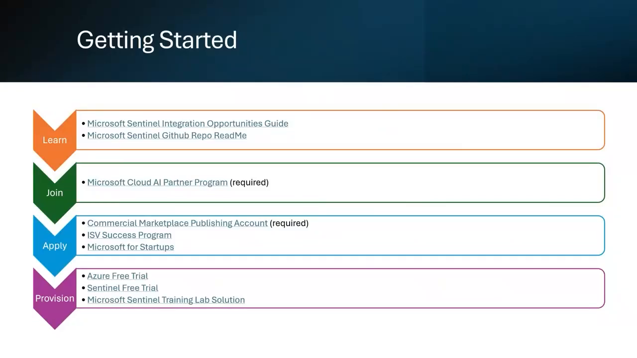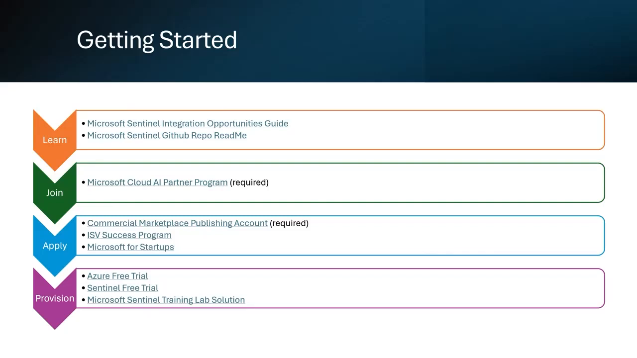So how do we get started? First, learn. There's a link in here to a white paper called the Microsoft Sentinel Integration Opportunities Guide, which covers a lot of the content that we've talked about in this presentation in much more detail. There is also the Microsoft Sentinel GitHub. The README for that repo is the technical documentation for how to create the Sentinel artifacts necessary for a solution.